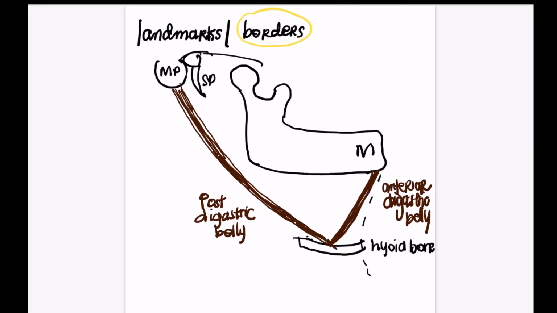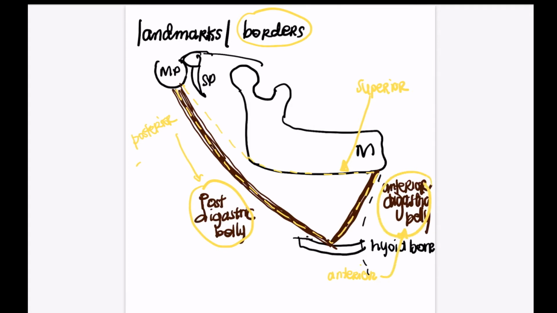Now I'm in a position to tell you the borders of the triangle. First, the superior border. It is formed by the inferior border of the mandible and the line connecting the mastoid process to the angle of the mandible. The next border is the posterior border, which is the posterior digastric belly. This one. And the anterior border is the anterior digastric belly. This one.